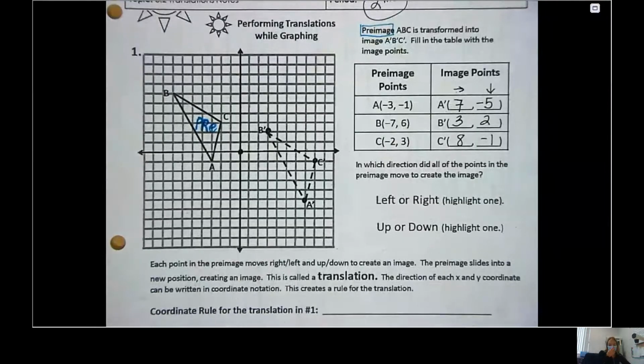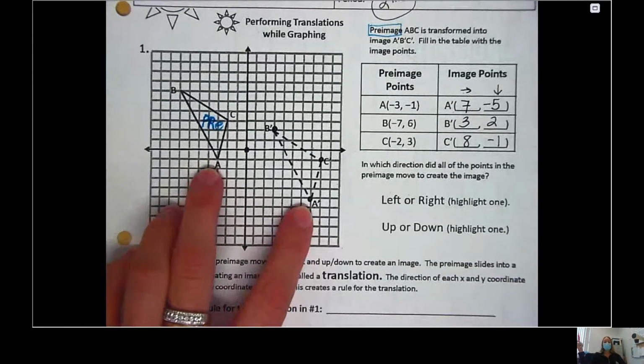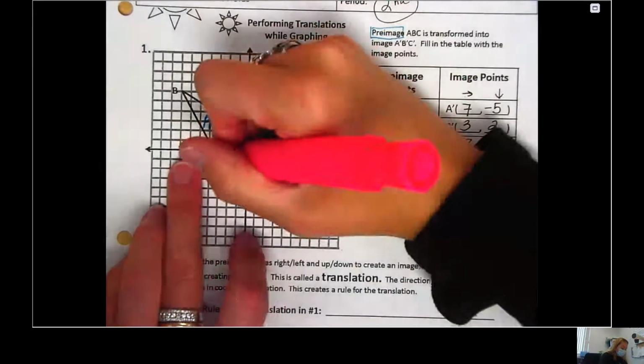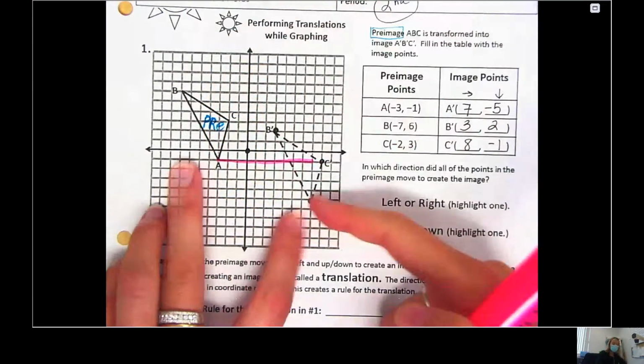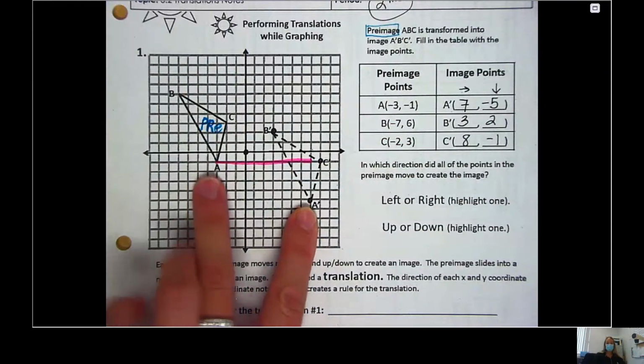Now I'm going to talk about which way my graphs are going to go. So I'm going to take my first color. Grab your first color. We're going to go from point A to point A prime, and we're only going to go left or right. So you guys told me we are going to the right. So I'm going to make a line from A all the way over until I'm right above A prime.